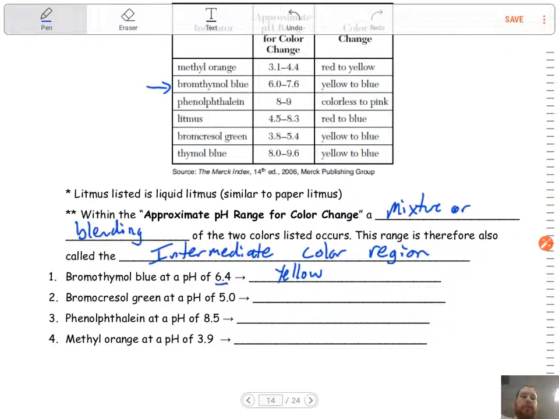So problems like this are saying, if it's at this pH, what's the color going to be? That's all you have to do. Pretty straightforward. So if you want to pause the video right now and try these next three on your own, go ahead and do so.